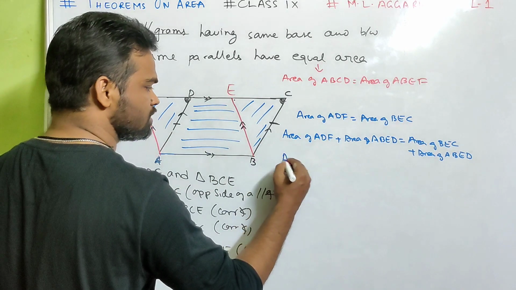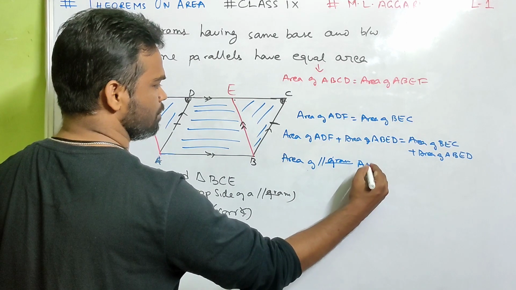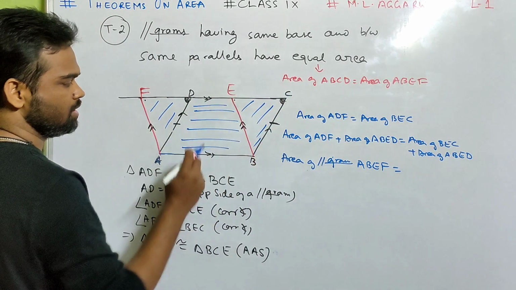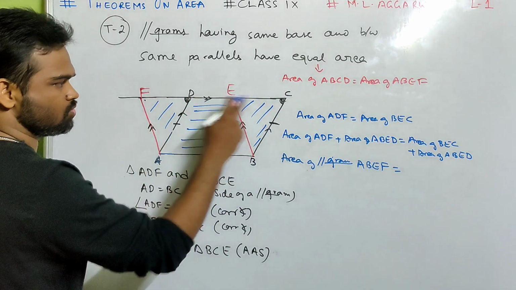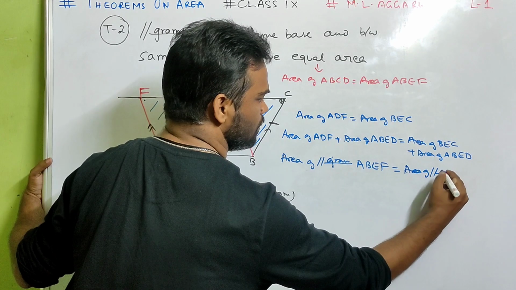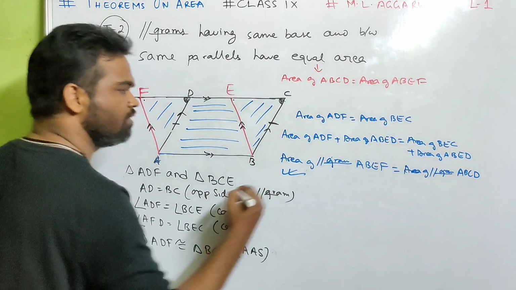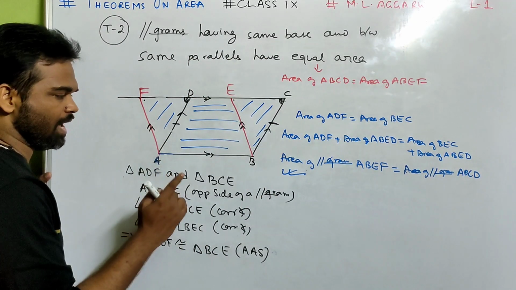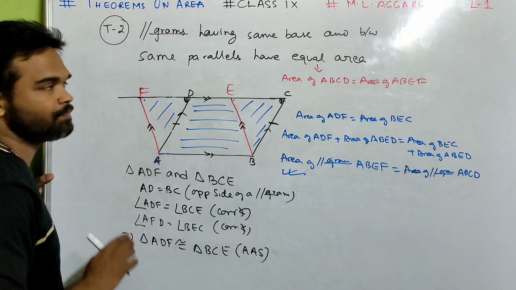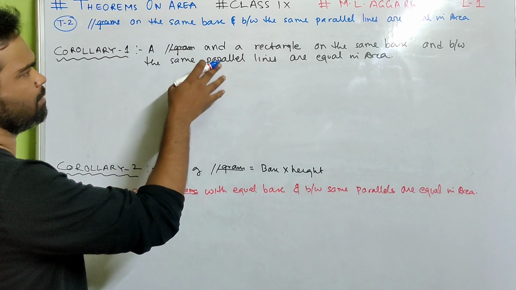Look carefully, which means area of parallelogram ABEF is equal to area of BCE plus this area. When you combine these two areas, it becomes area of parallelogram ABCD. Done. This is what we were supposed to prove. That if there are two parallelograms having the same base and between the same parallels, then their areas are equal. Done.